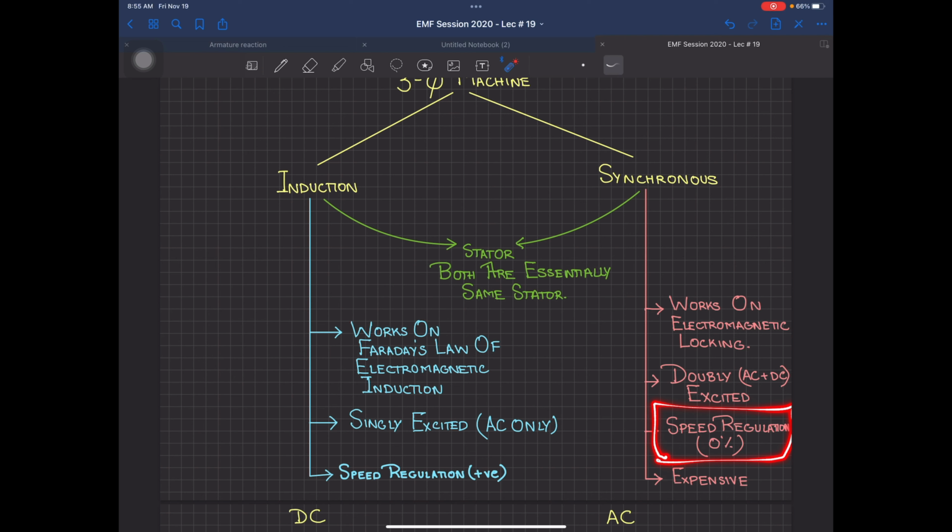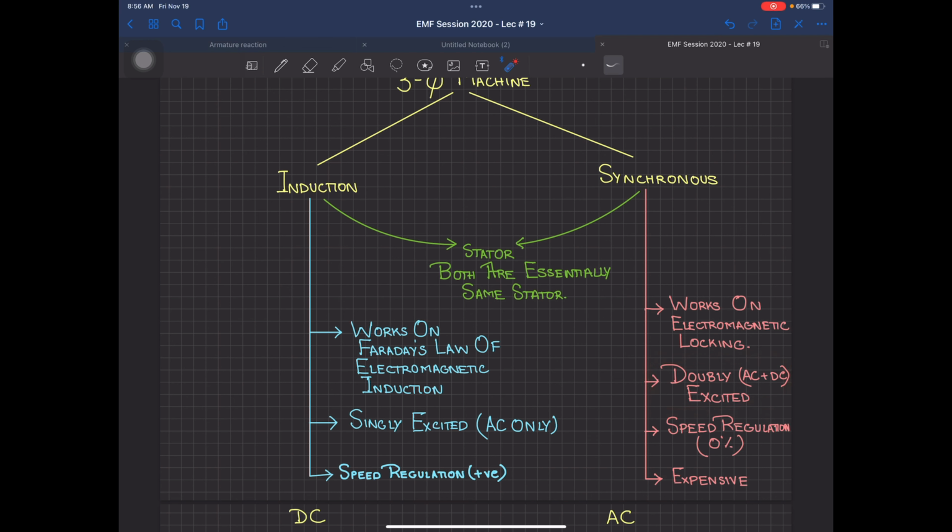On this machine you can apply as much load as you like, of course not more than its capacity, and it will still maintain the same speed. So the synchronous machine is expensive also. This one, the induction machine, is cheap as compared to it. And the most important difference over there: in an induction machine, it is singly excited. You only require one supply, that is AC, and certainly it will be a 3-phase supply. But if you are talking about a synchronous machine, you will require a doubly excited machine. It's also called a doubly excited machine because you require AC also and DC also.